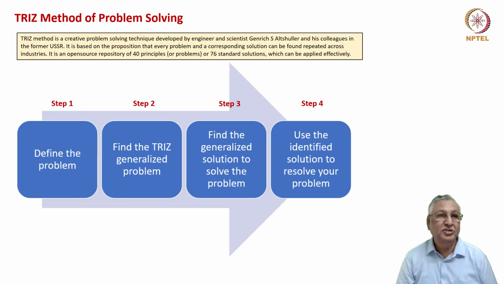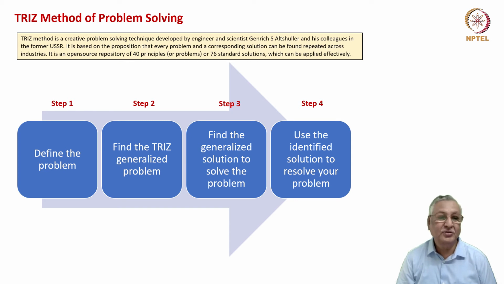Let's now discuss the TRIZ method of problem solving. This is a creative problem solving technique developed by engineer and scientist Genrikh Altshuller and his colleagues in the former USSR. It is based on the proposition that every problem and a corresponding solution can be found repeated across industries. It is an open source repository of 40 principles or problems and 76 standard solutions, which can be applied effectively in any domain, more particularly in creative domains of engineering, technology, and problem solving.